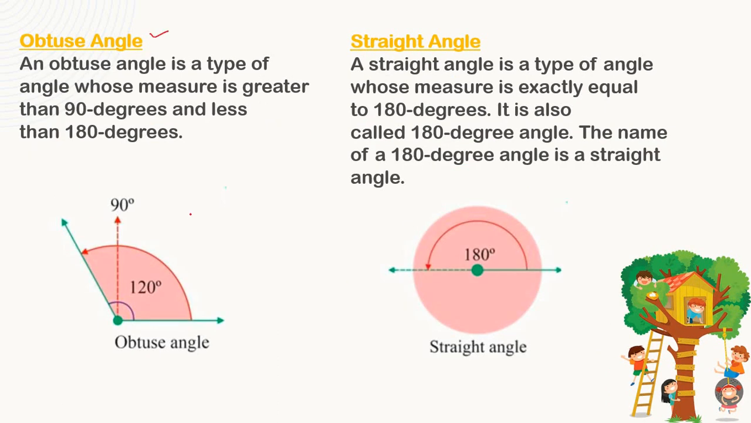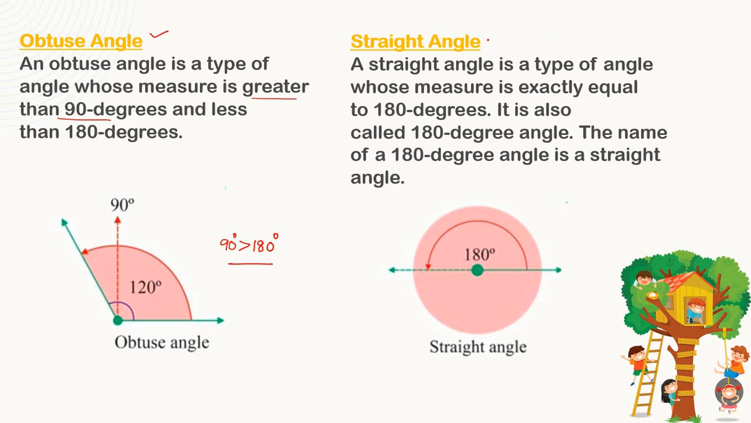And what is an obtuse angle? An obtuse angle is a type of angle whose measure is greater than 90 degrees and less than 180 degrees. Greater than 90 degrees and less than 180 degrees is called an obtuse angle.